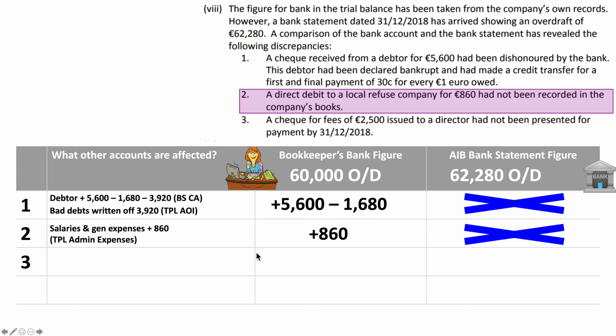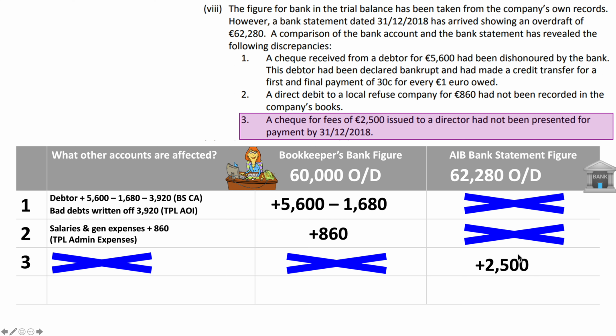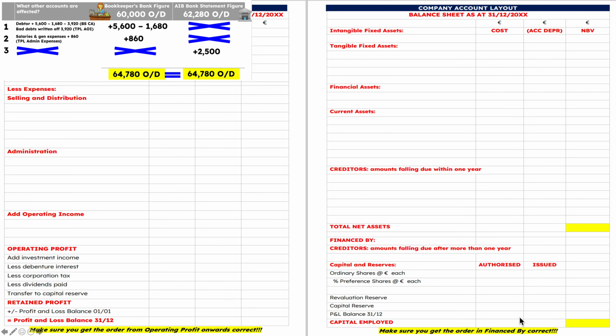So basically the bookkeeper gave a cheque to somebody, doesn't say that they didn't record it anywhere, it just hasn't happened in the bank yet. But when it happens in the bank, when a director goes in with the 2,500 cheque, that is going to increase the bank overdraft figure according to AIB of 62,280. Now hopefully our bank figures will equal now, and they do at €64,780 overdraft in both there.